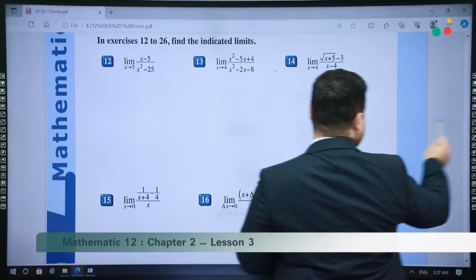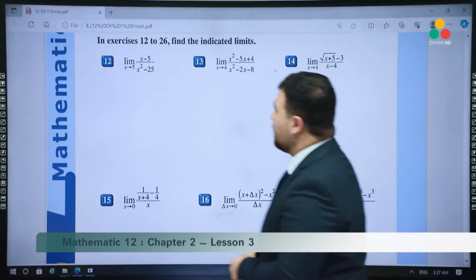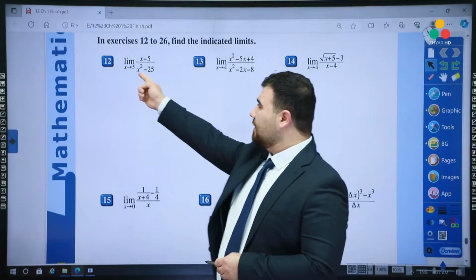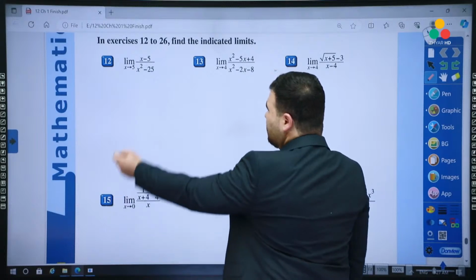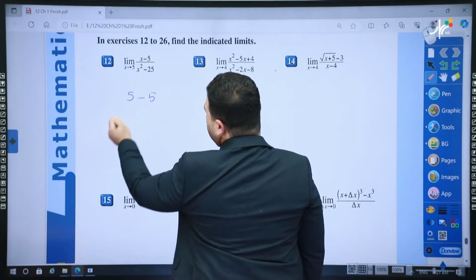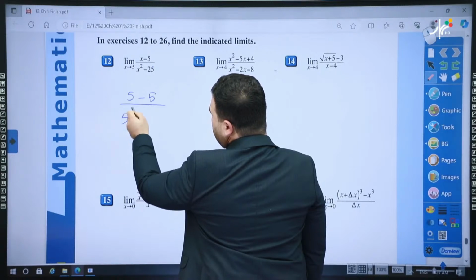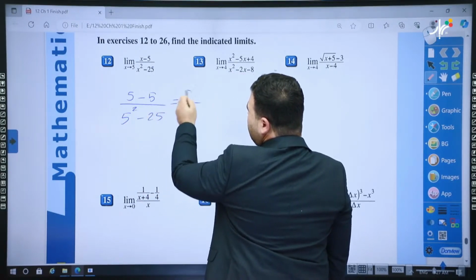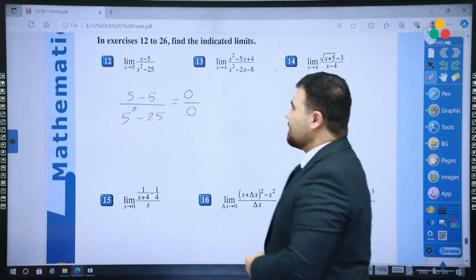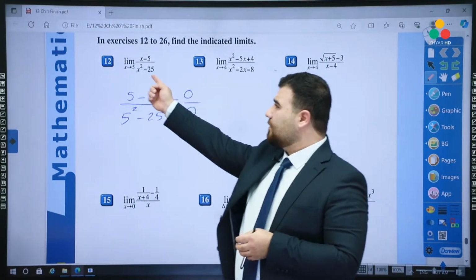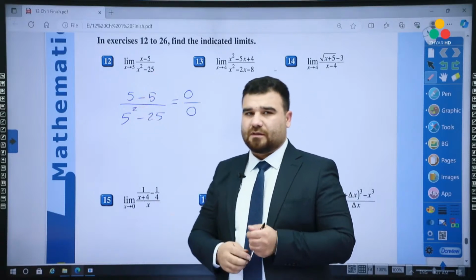Okay, question 12. The question says find the indicated limits. Find this limit. If I directly put 5 in place of x, this will be 5 minus 5 over 5 squared minus 25. That's clearly going to be 0 over 0. Then since it's 0 over 0, I can factor this, then remove one of the factors.